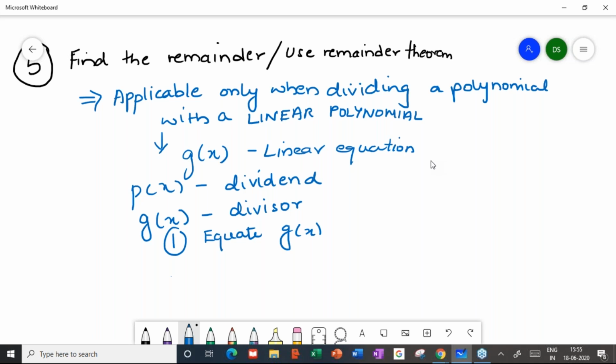equate g of x to 0. Basically, this is nothing but finding, should I write it here? Finding the 0 of g of x. Okay. Whichever way you feel easier to remember.